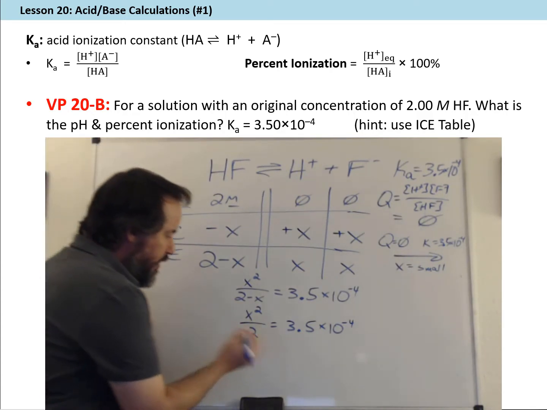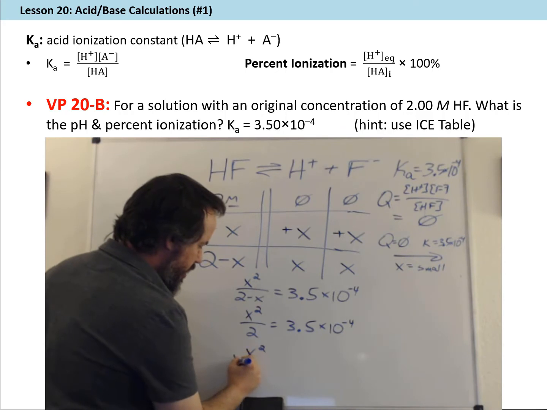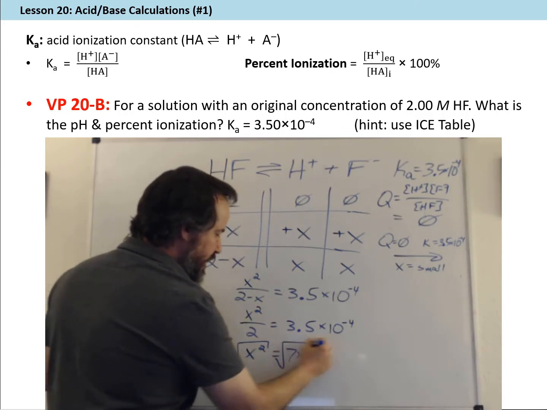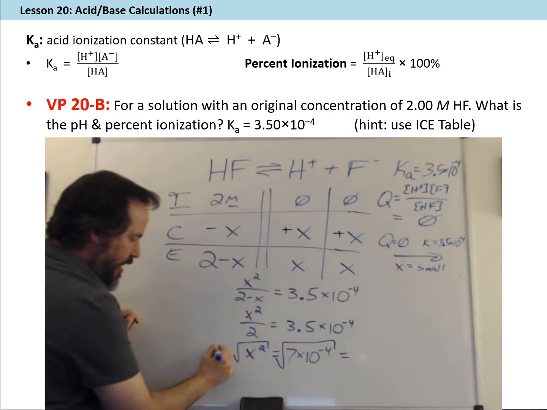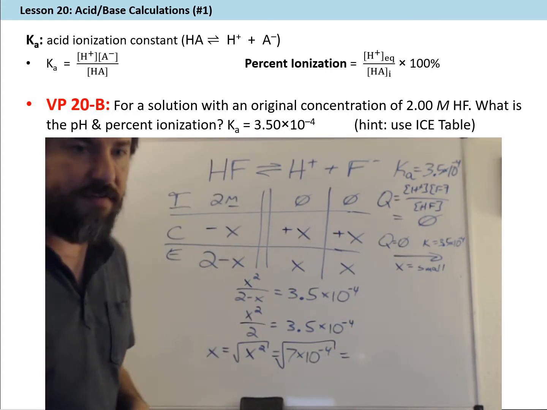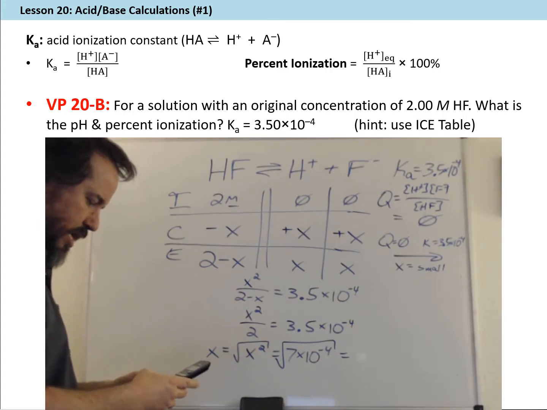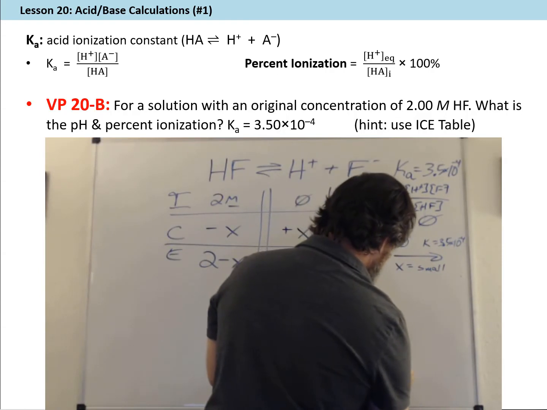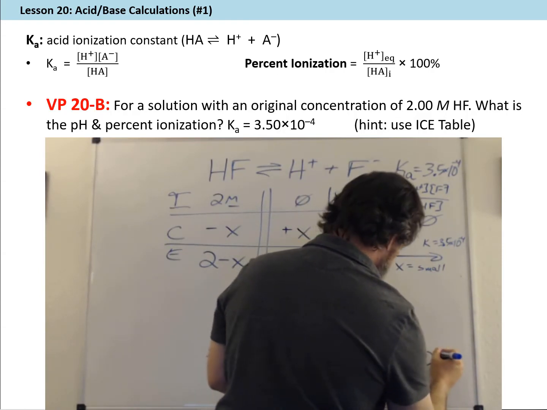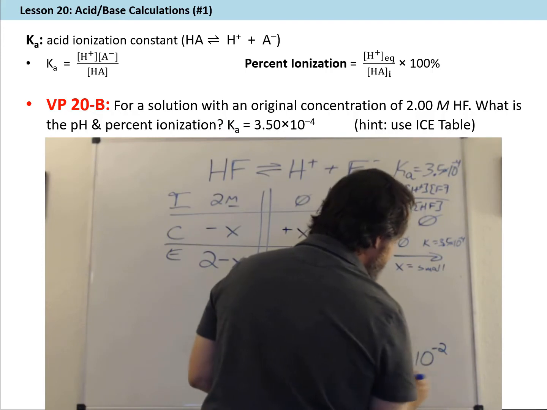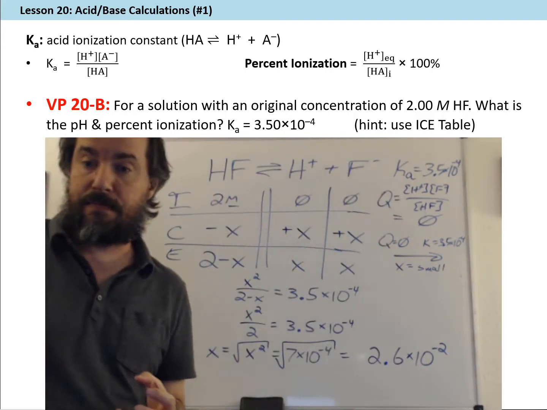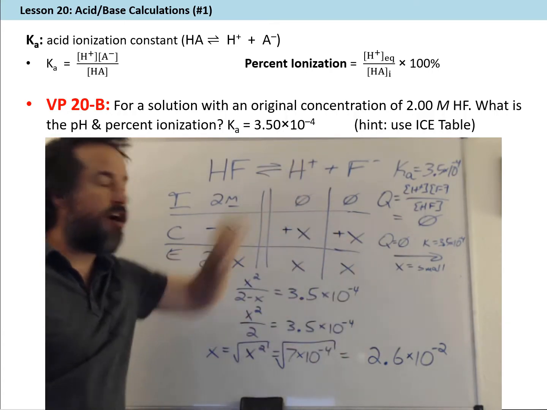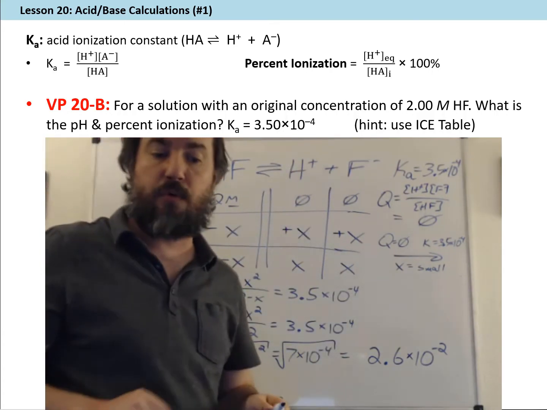All right, so let's go ahead and say x squared equals 7 times 10 to the minus 4. I want to take the square root of that. That's going to get me x. So if I have 7 e to the minus 4, I take the square root of it. That's going to get me 2.6 times 10 to the minus 2. That's going to be my value for x. Okay? We're going to come back and check our assumption and check our K. But let's go ahead and actually answer the question.